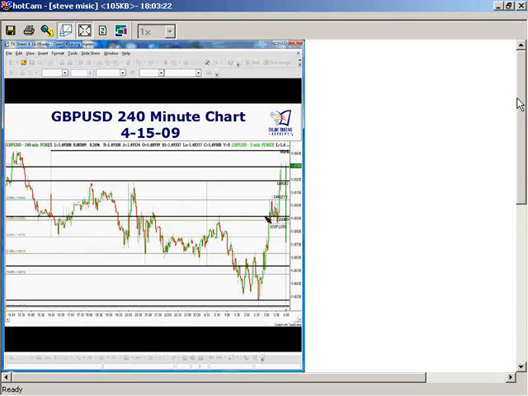But look what happens after that, okay? This was originally the entry. I was testing the 38 Fibonacci at this point, and my targets were obviously the previous day's candle highs and lows. We just kept going higher and higher at this point.